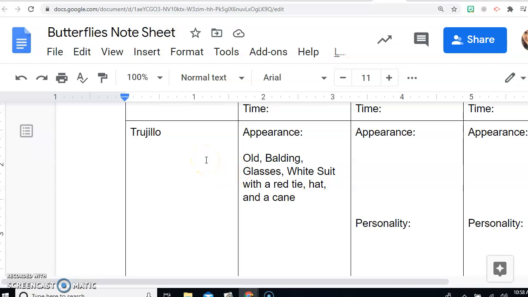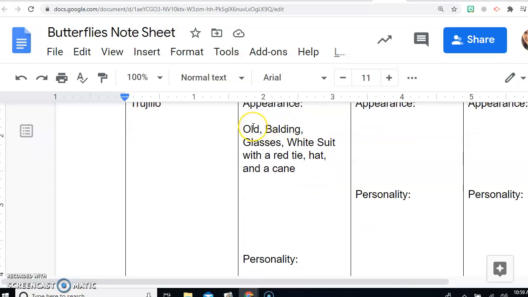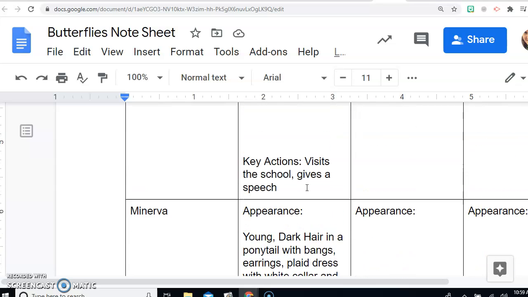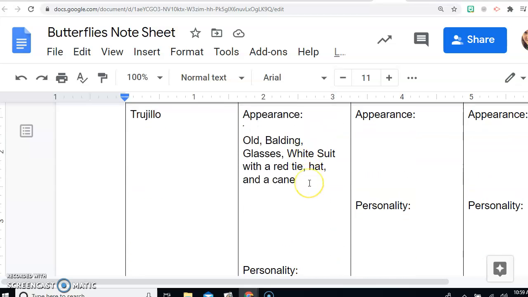So the first character we're going to be talking about is Rafael Trujillo, who is our dictator. You meet him in the beginning, maybe about the first 15-20 minute mark when he's at the school, and you talk about his appearance. So appearance is going to be what he looks like physically. So he looks old, he looks like he's balding, he has glasses. This is what he's wearing when we meet him.